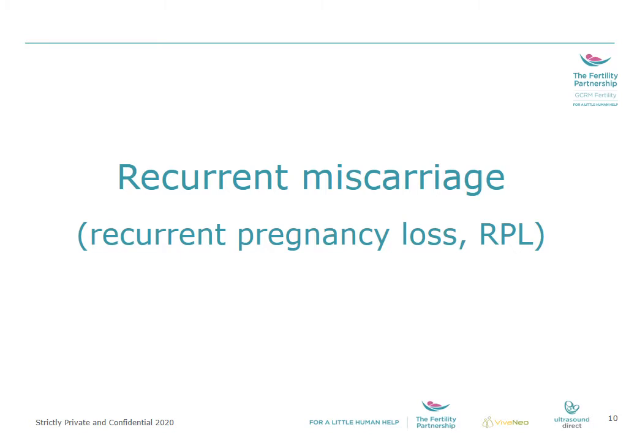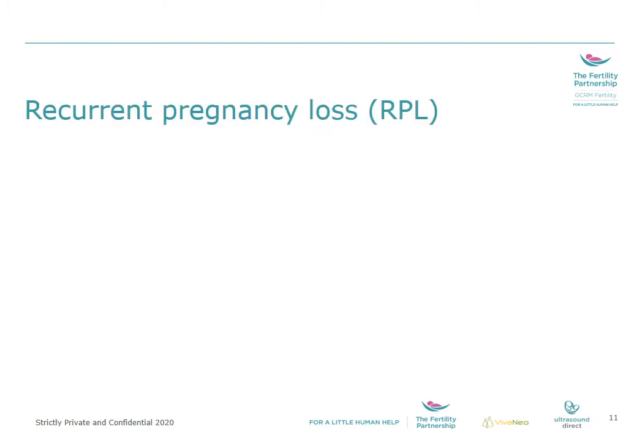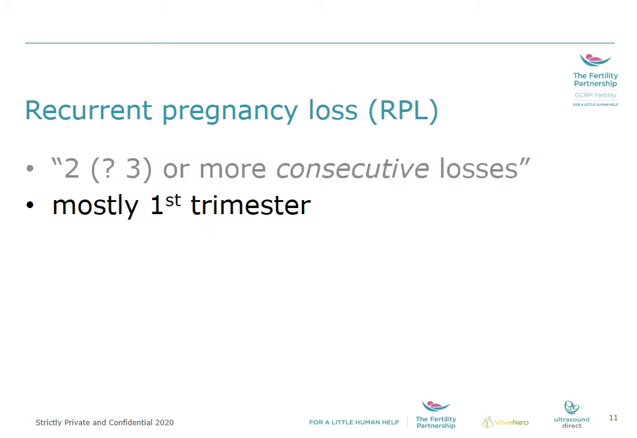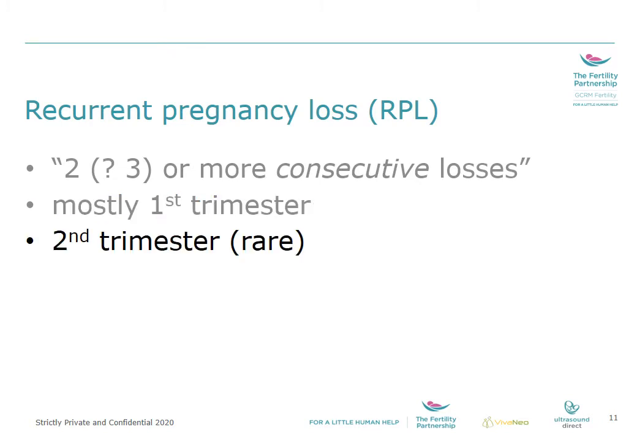Let's now turn to recurrent miscarriage, also known as recurrent pregnancy loss. So first of all, what is it? Well, in fact, there is, again, no accepted definition. In the UK, we've tended to go with 3 or more consecutive pregnancy losses, but we're adopting the American and the European approach, which is 2 or more consecutive losses. These are mostly first trimester losses, so this is in the first 12 weeks of pregnancy, and thankfully second trimester losses from 12 to 24 weeks of pregnancy are very rare.